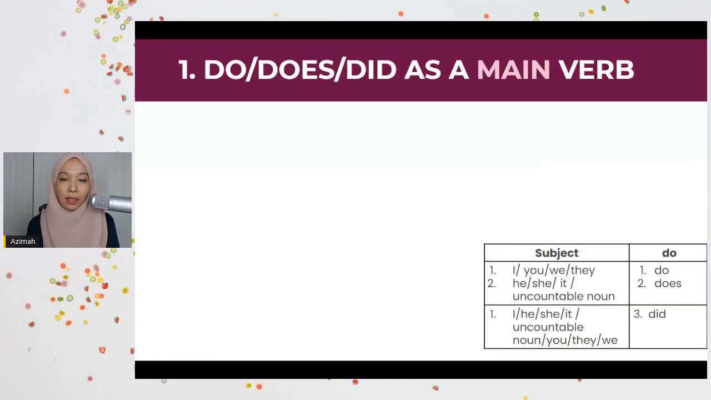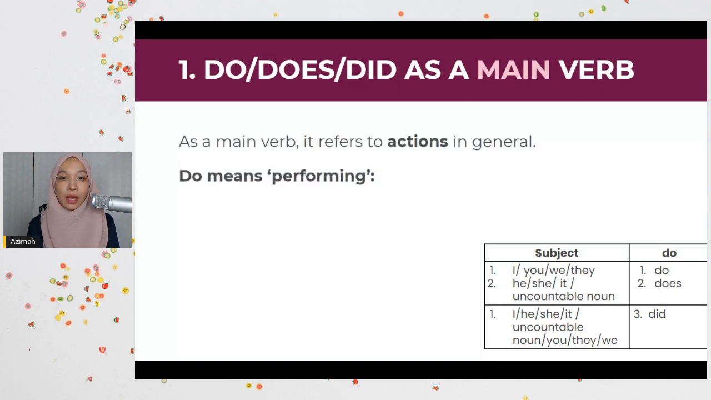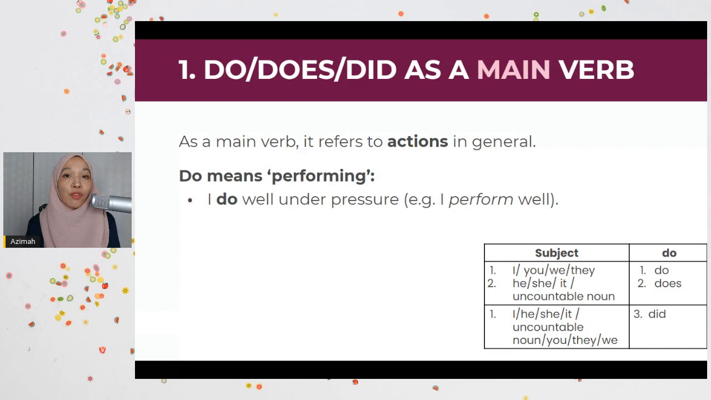I'm going to make the screen bigger for you to see that. Okay. So do, does, and did as a main verb. As a main verb, it refers to actions in general. In general, think of it as the word performing. Do means performing. I do well under pressure. Basically, it means I perform well. Okay, I do well under pressure.